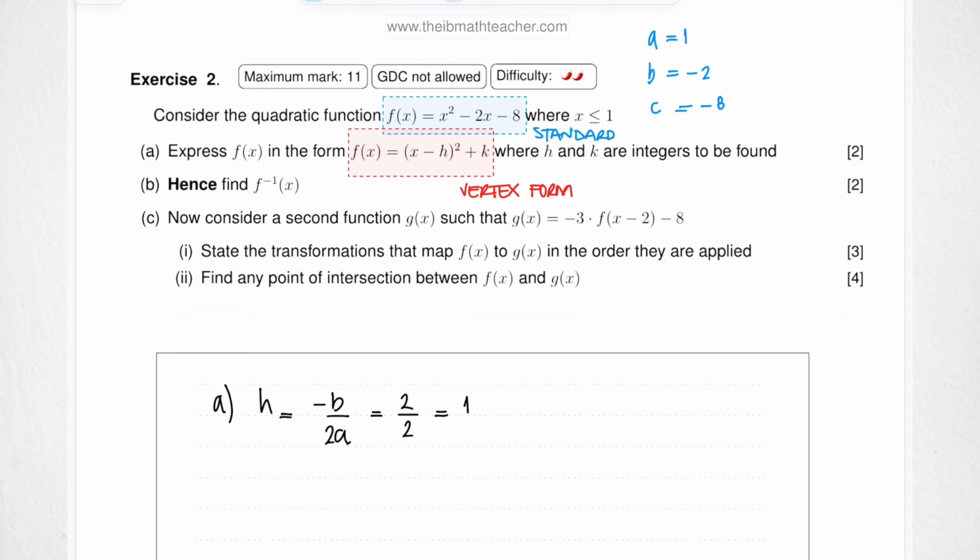How do we find the y-coordinate of that vertex, which, by the way, we're calling k here? Now, k is the function evaluated at that x value that we got, which means 1. And f of 1 is 1 squared minus 2 times 1 minus 8, so negative 9. Therefore, h is 1 and k is negative 9.